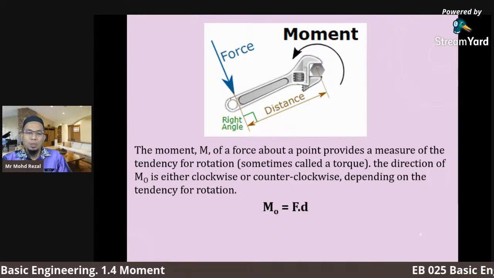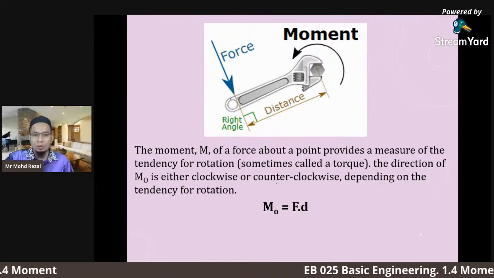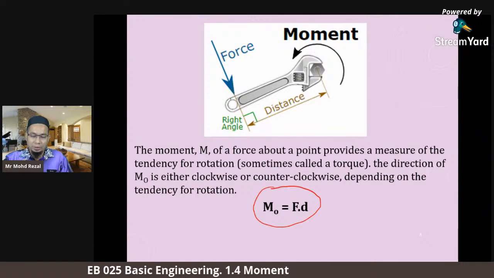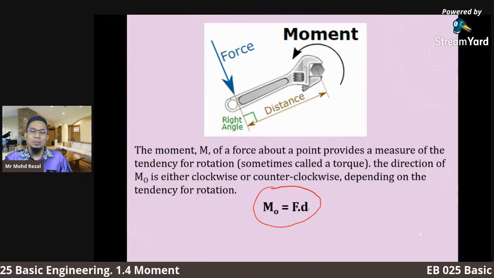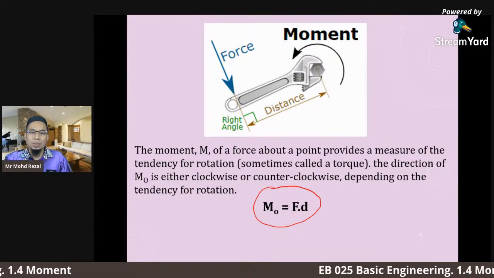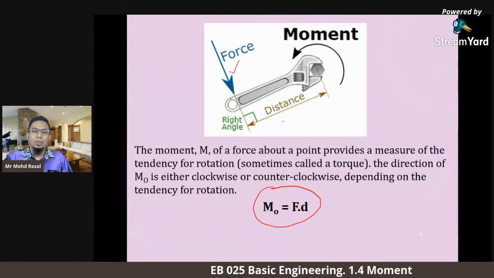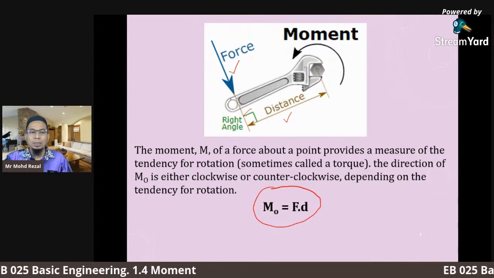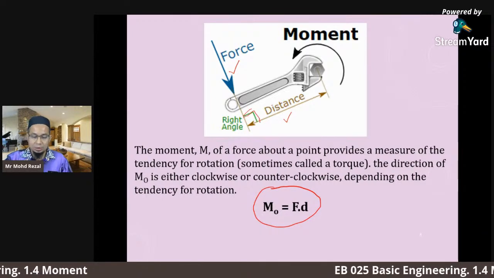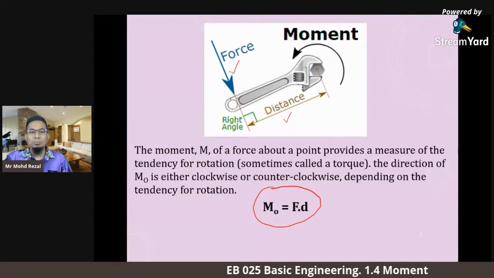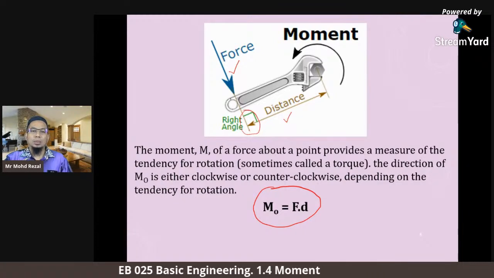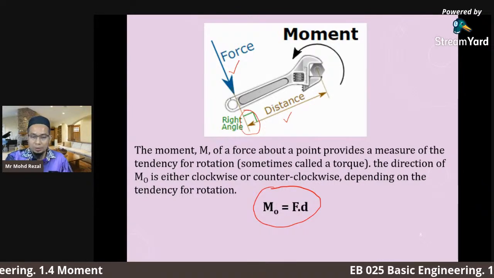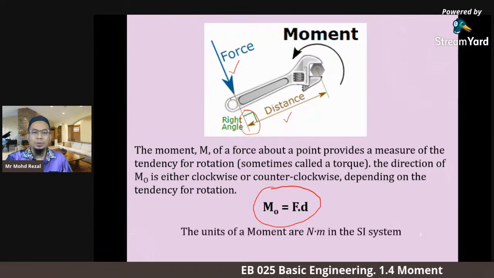Okay, now the formula. The formula for moment is very simple: force times distance. But make sure the distance must be the perpendicular distance. Okay, we go to the next slide.